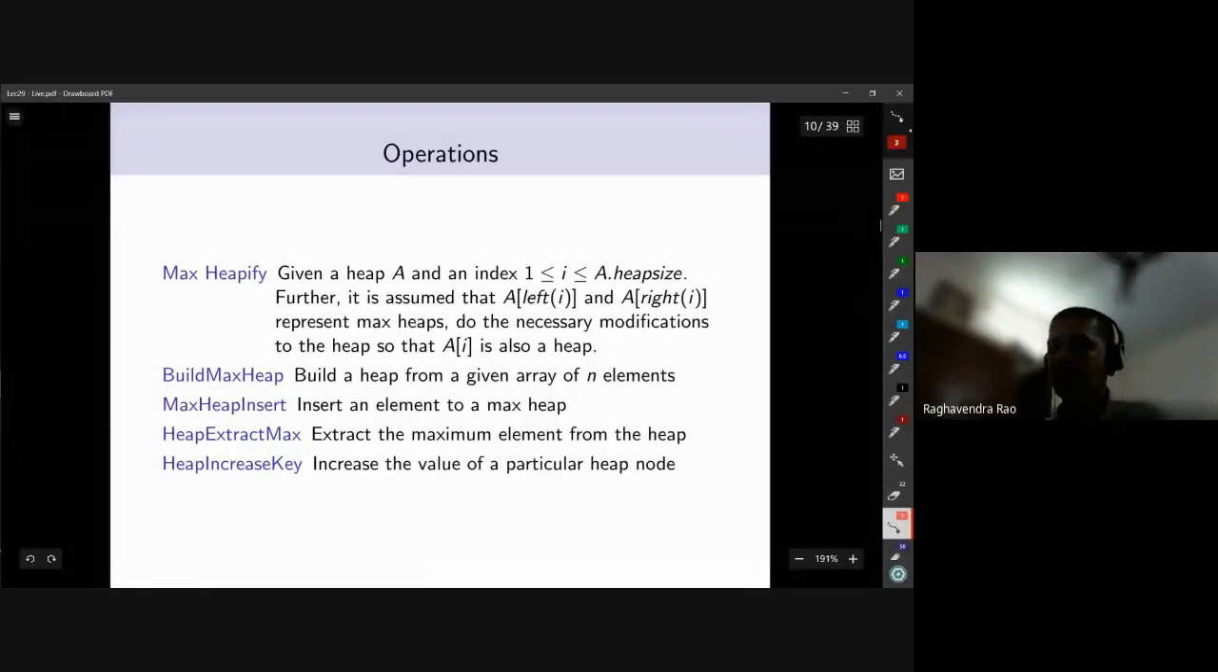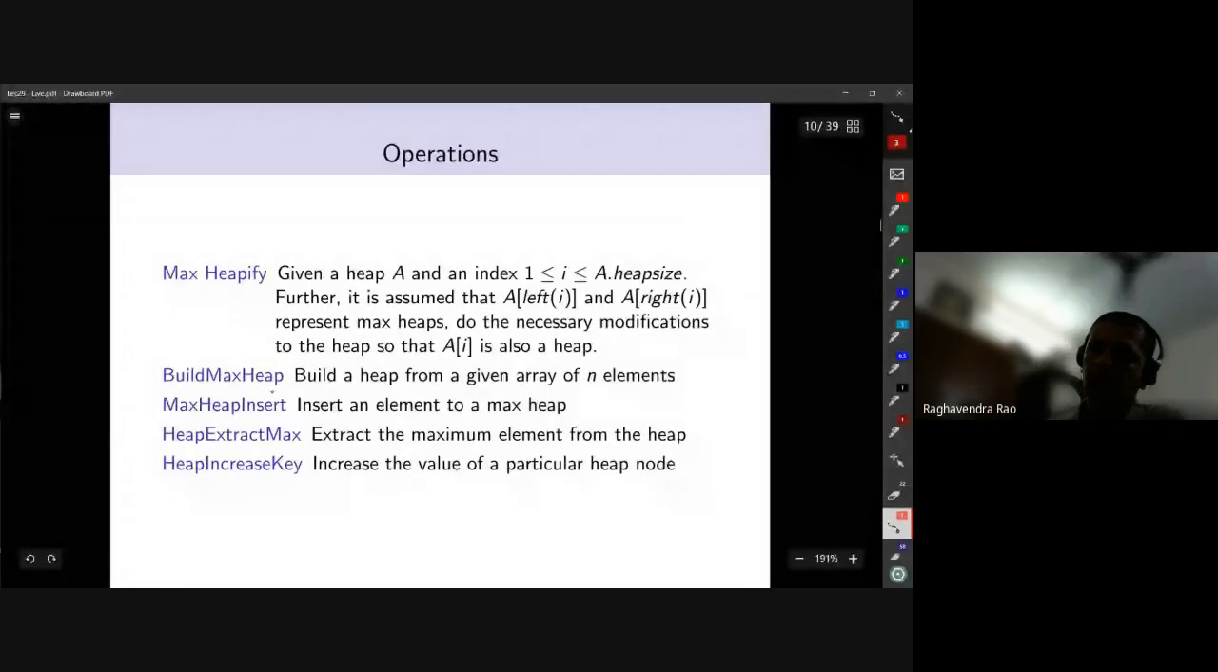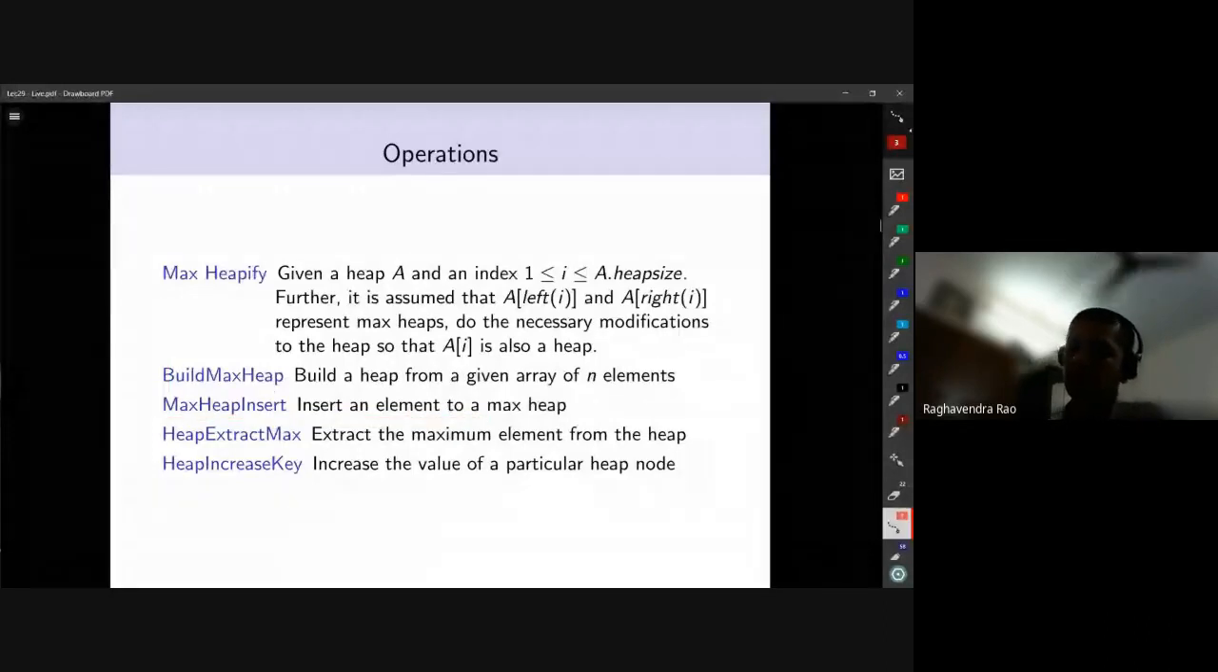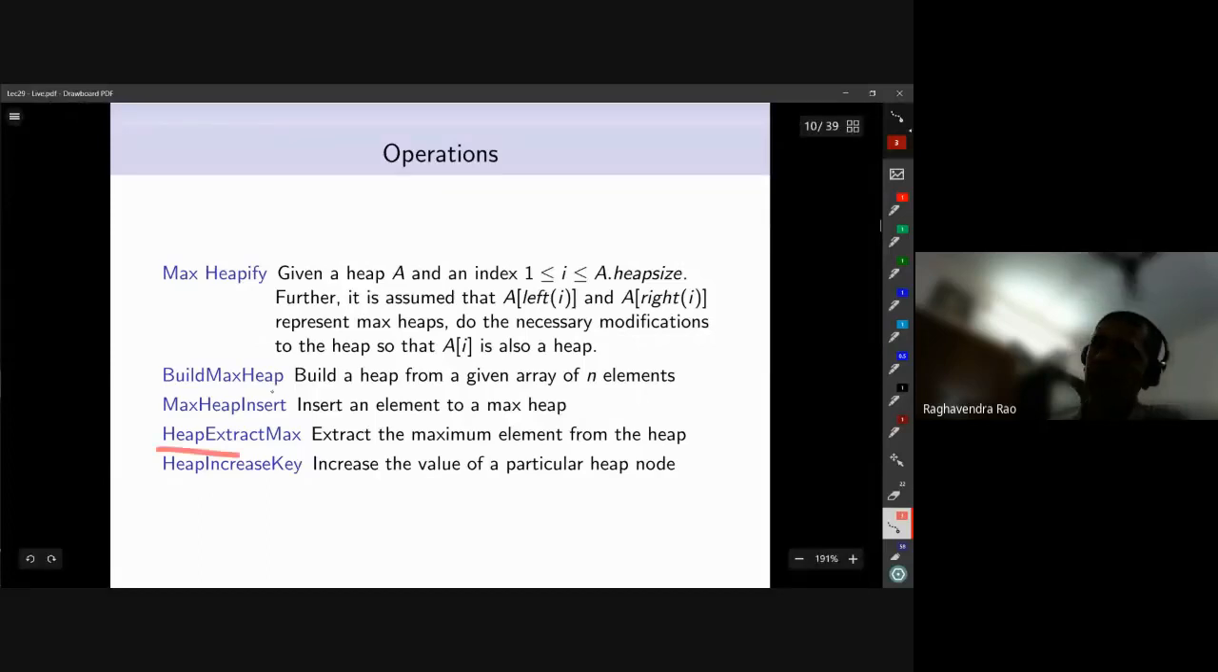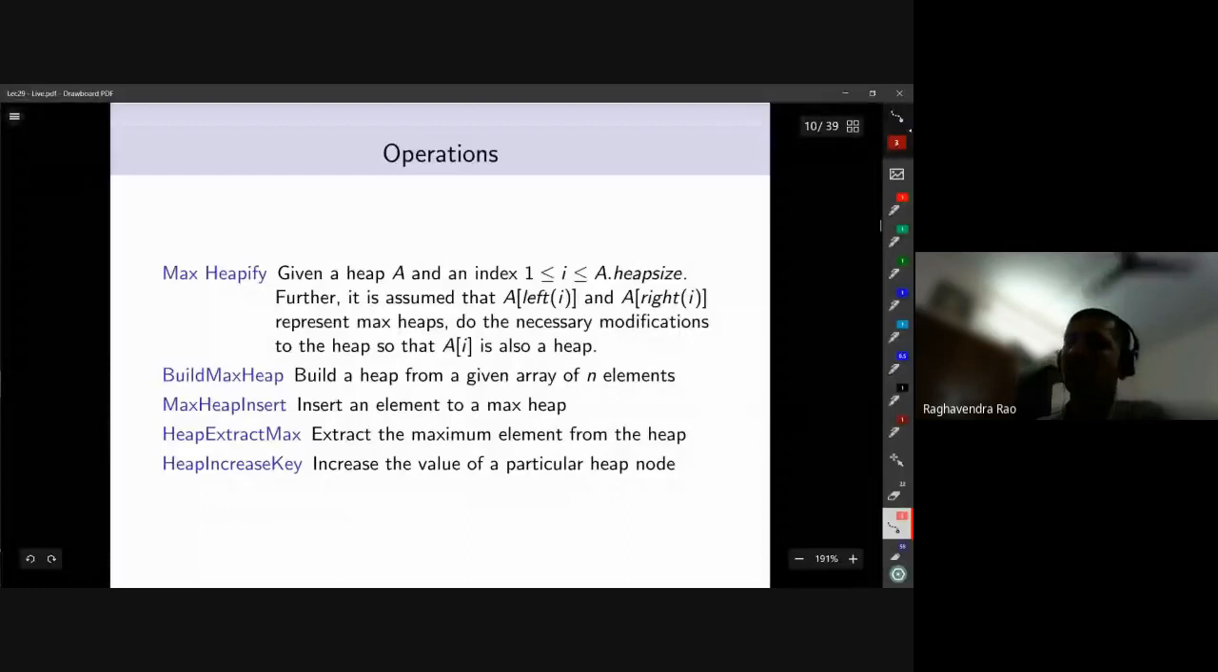Given an array of n elements, you build a heap structure on it. You are allowed to move values around so that you get a heap structure. And this is for inserting an element into a max heap so that the heap property is not violated, and removing an element. Potentially you need to increase or decrease the value of a node. In the case of max heap, it's increase. In the case of min heap, it is decrease.